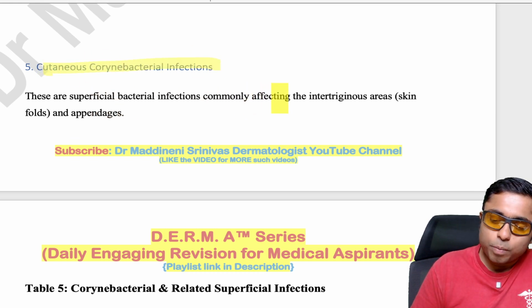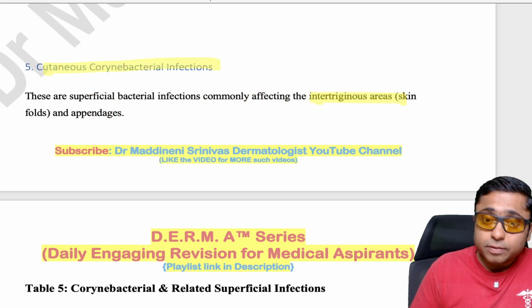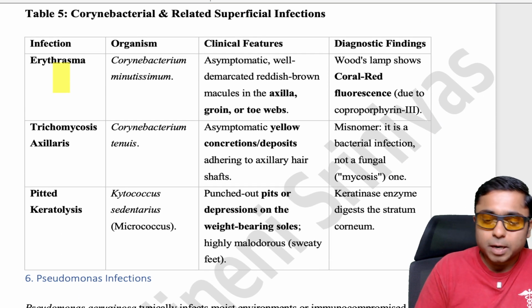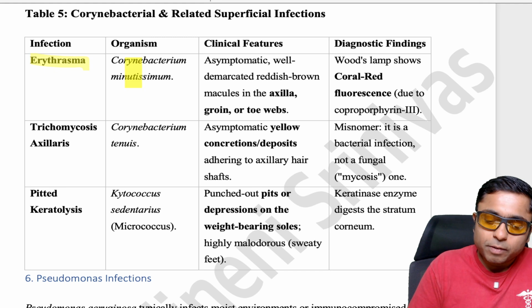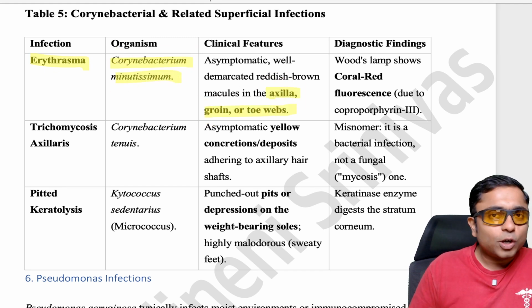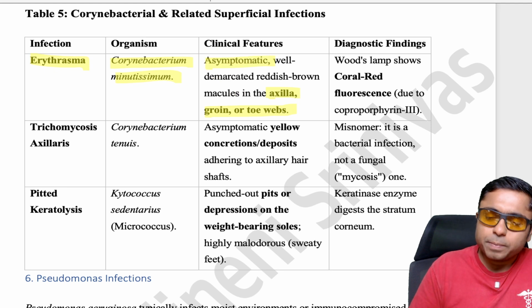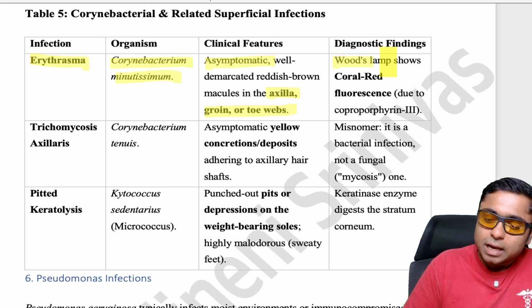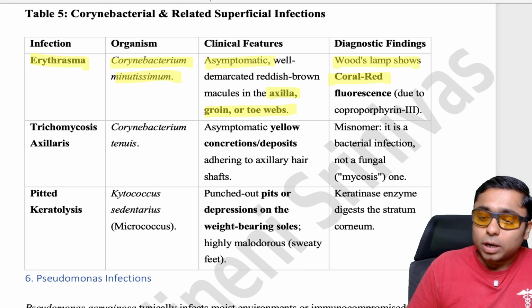Right. Next, we are going to see the cutaneous corynebacterial infections. These commonly affect the intertriginous, that is the fold areas, and also the appendages. So what are those three conditions which are important? First one is erythrasma, which is due to Corynebacterium minutissimum, presenting in the axilla, groin and toe web spaces as asymptomatic, well demarcated, hyperpigmented or erythematous macules. On Wood's lamp examination, coral red fluorescence can be seen due to coproporphyrin 3.